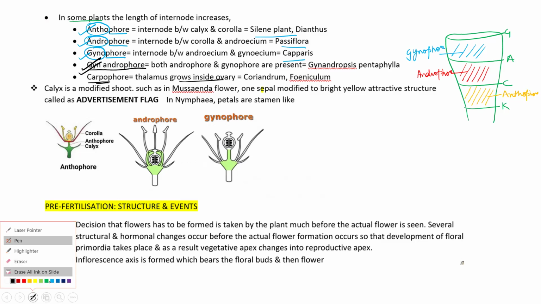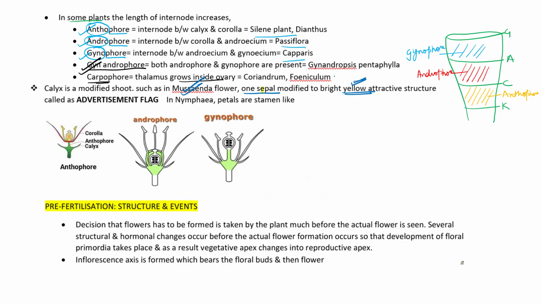Now, some exceptions, understand them. For example, in Mussaenda, one sepal becomes yellow in color instead of green. It is yellow to attract the pollinating agents. Such a sepal is known as an advertisement flag. In Nymphaea, we find the petals are stamen-like. I hope this exception area may be easy for you for competitive exams.